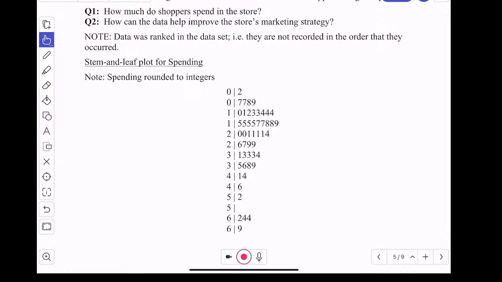This is the data that has been ranked and arranged, demonstrating how much shoppers spend in a store. So you can answer the question of how much shoppers spend in a store by summarizing what is seen in this graph. This is known as a stem and leaf or a split stem and leaf graph. This is the first digit and this is the second digit. And I put all the data here. And I've rounded, just assume this is all the data, and they've been rounded to integer values.